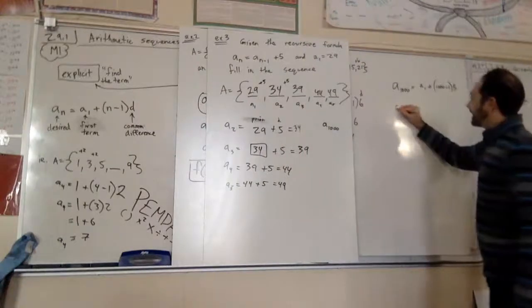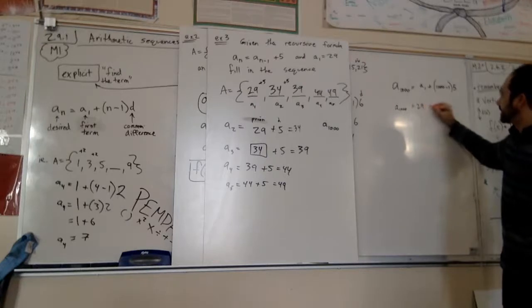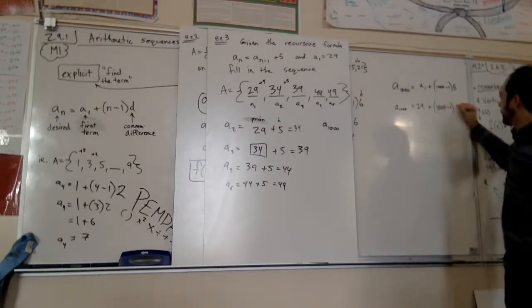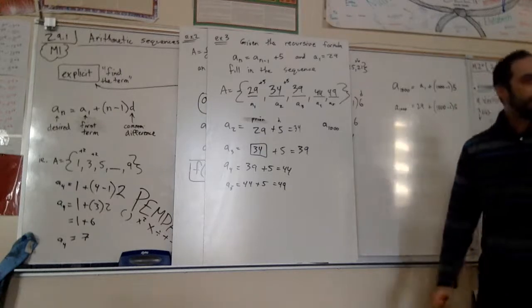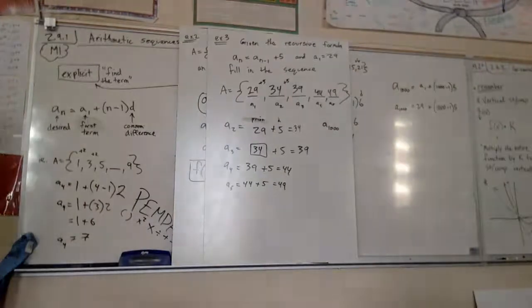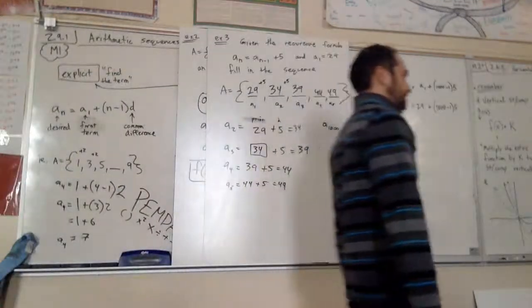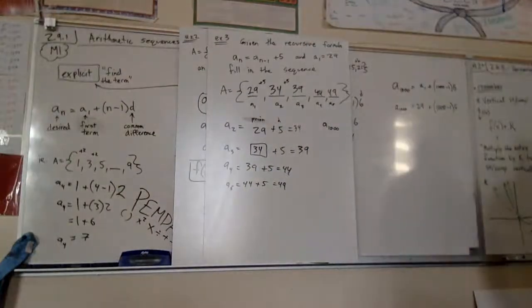So, A sub 1,000. Actually, check with your neighbor. I'm just going to set this up, and then we'll do it together. What did you say? It's 29. Oops. I got 5,000. What'd you get? Boom. Easy peasy. 5,024?